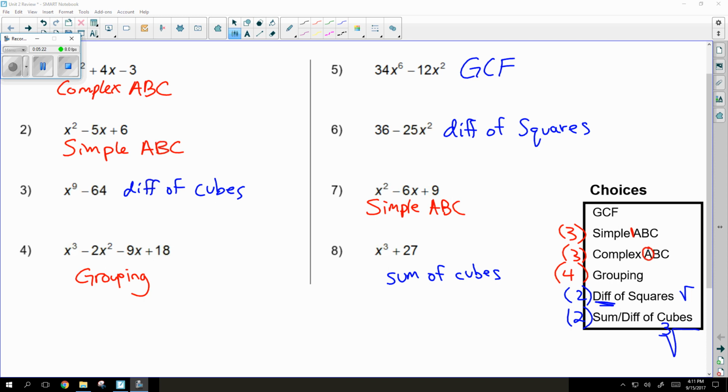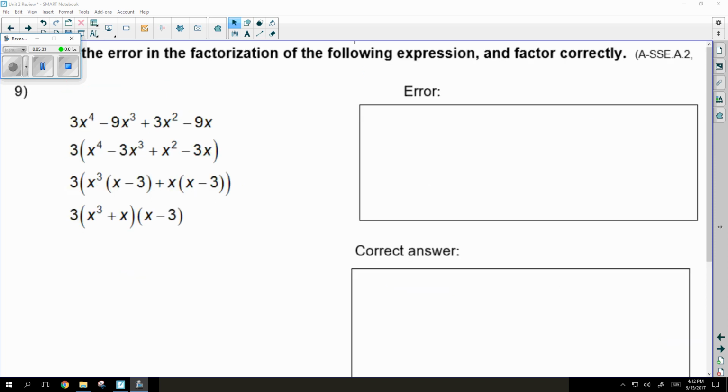So hopefully, just by hearing my strategy and how I think out loud, it'll help you do better on your test when you have to name what type of process you would use to factor these things. The last question in this section is find the error in the factorization of the following expression and then factor it correctly. So we're going to just kind of take a look at what they did here.